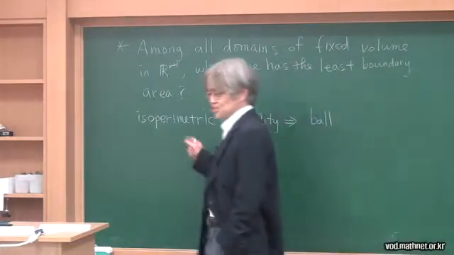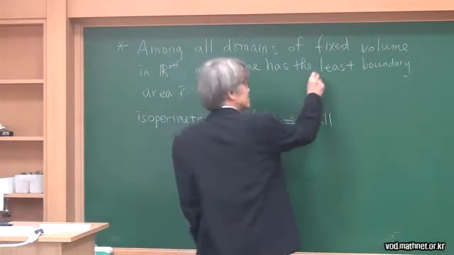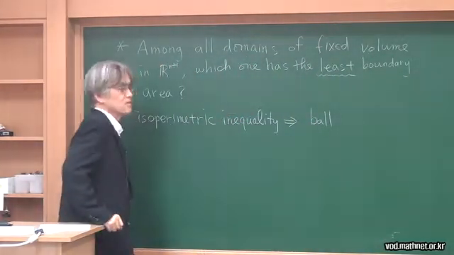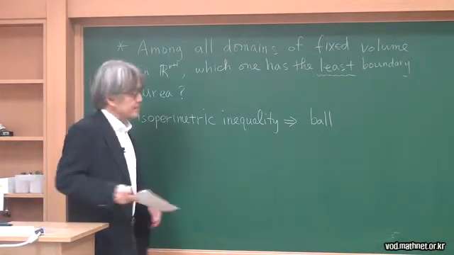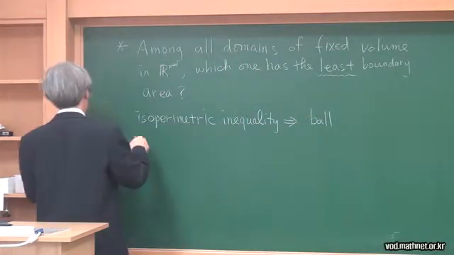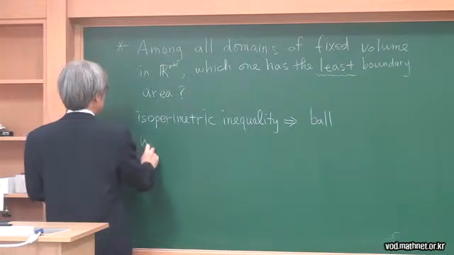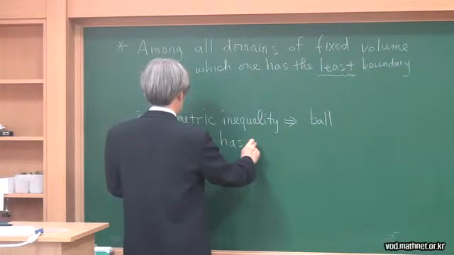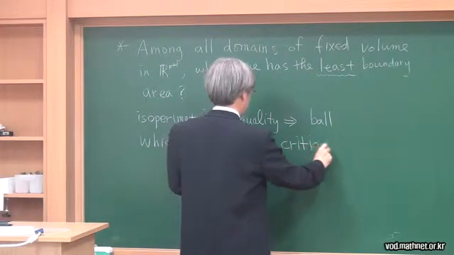So let me change this problem a little bit. This is the least boundary area, so the global minimum. Instead of the global minimum, let's consider the critical value. So which one has the critical boundary area?